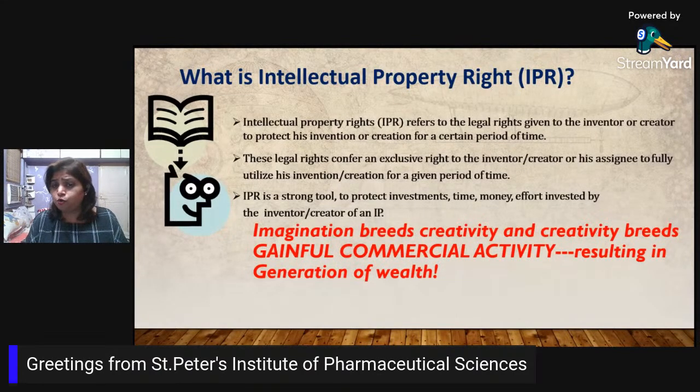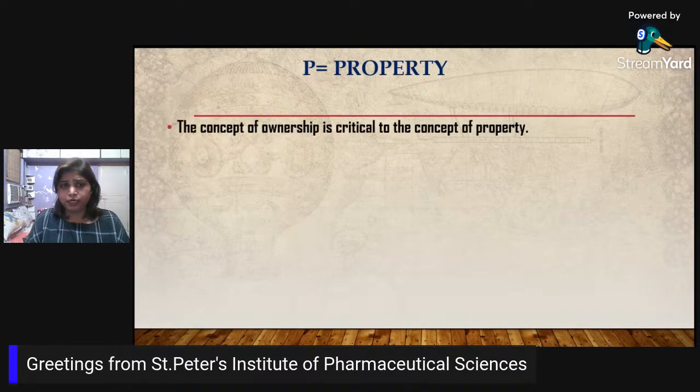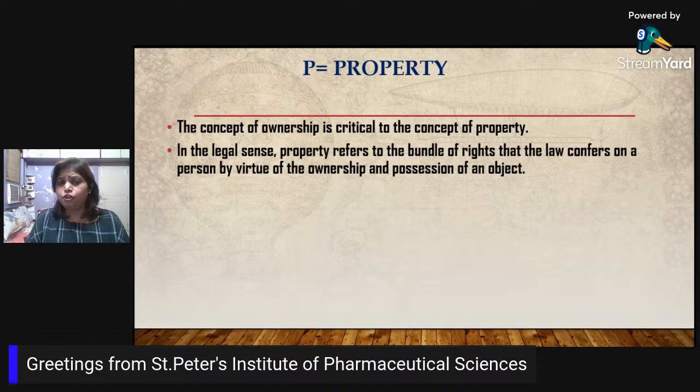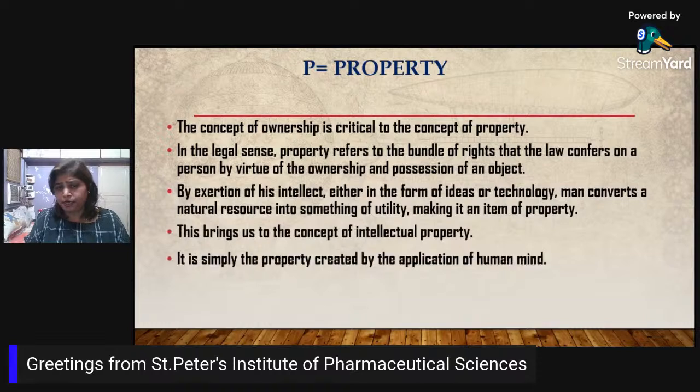So IPR is a strong tool to protect investments, time, money, efforts, which is put in by the investors, by the inventors. So imagination breeds creativity, and creativity gives you commercial value. So this is what I had just said. The concept of ownership is critical to property. So we understand now what is property. Property is something that can be touched, felt. It has a value to it.